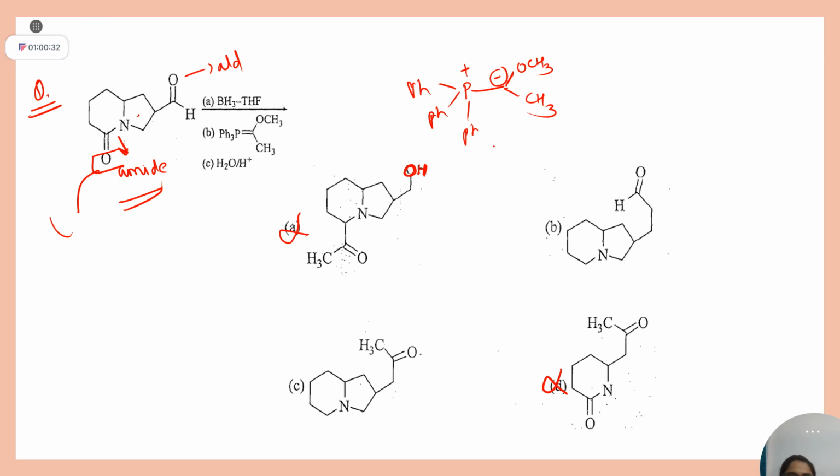This is your ylide, okay. And you know that this is nothing but your Wittig reaction. In the Wittig reaction, this phosphorus ylide reacts with RCHO. What will it be? R C double bond O. Now tell me, is it a stabilized ylide or an unstabilized ylide? This also I have covered in previous week's lecture.